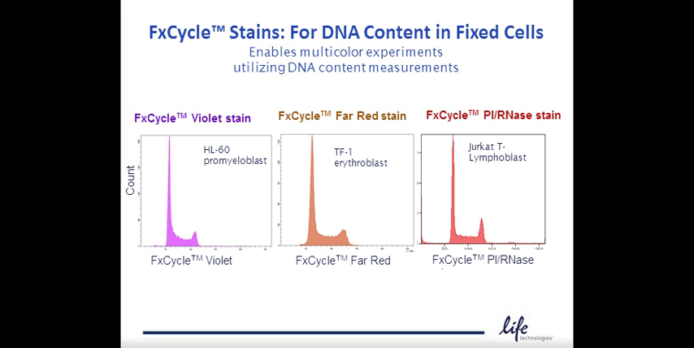Our FX cycle stains are useful for DNA content measurement in fixed cells. FX cycle violet uses the 405 laser, while FX cycle far red uses the 633 red laser. FX cycle PI RNase can be used with a variety of lasers, the 488, 532, and it is provided in a pre-formulated solution. These do allow the use of the common blue laser for other markers.